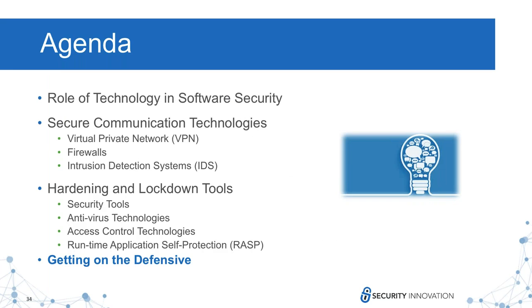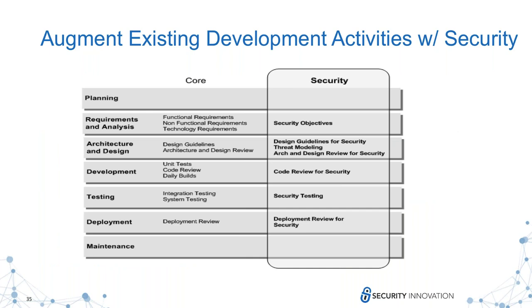So how do we start to turn the tables? Getting on the defensive is the next step, though in many cases it should actually be the first step. So this diagram does a good job of showing how security engineering activities can be layered into a normal software development process. Whether you use waterfall or agile, you probably already perform many of the core activities that are shown in the diagram. And to add security engineering, you simply add security activities at the appropriate times.